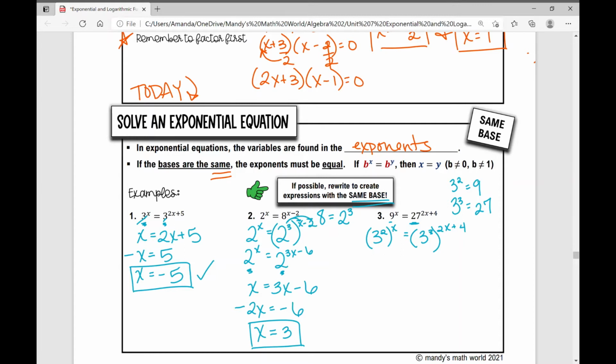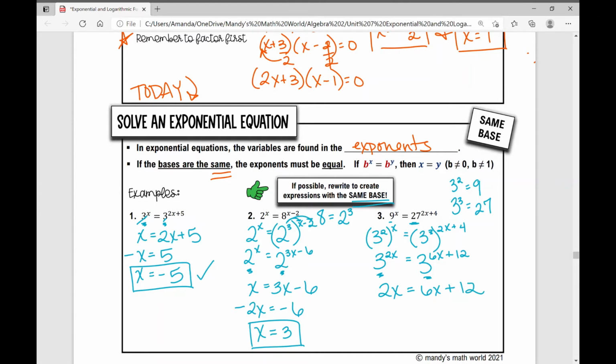Right, so now I've got to do what I did on the first step of example number 2. So I need to simplify the left side. That's going to be 3 to the power of 2x. And when I simplify the right side, I distribute that 3 into each term, okay, and that exponent outside of the parentheses. So that's going to be 3 to the power of 6x plus 12. And now my equation looks like it did on example number 1. So this is always going to be your first strategy. Can you create expressions with the same base? And if you can, do that and set your exponents equal to each other.